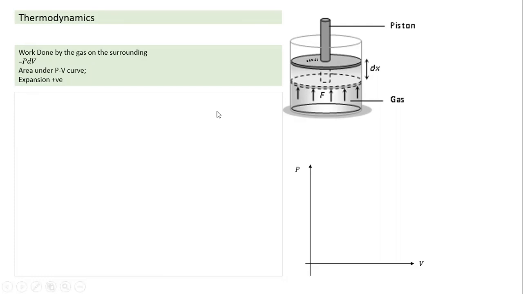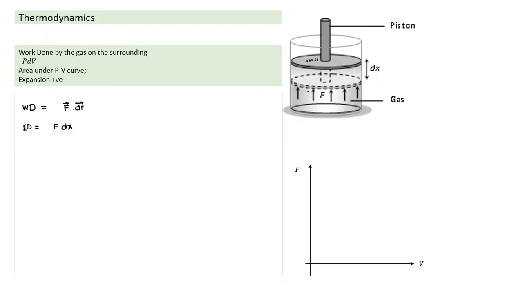Now, coming to one of the important terms, work done by the gas. How do we understand work done by gas? Our understanding of work is this: if force is varied, this is where work is done. But for 1D motion, work done is equal to F into dx, that is, force into displacement in the same direction.